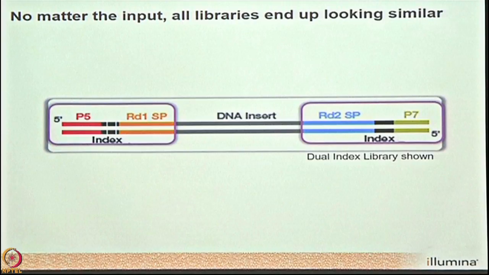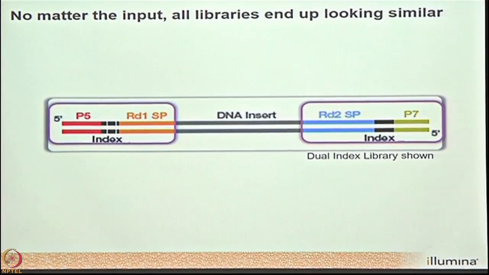So this is how the library looks finally. It will contain a DNA insert which you wish to sequence in the middle. Now you can see there are two regions, RD1 and RD2, and these are essentially the adapters. We have two kinds of adapters, P5 and P7. All right, is it clear? I'll tell you the function of all. This is the unknown sequence.